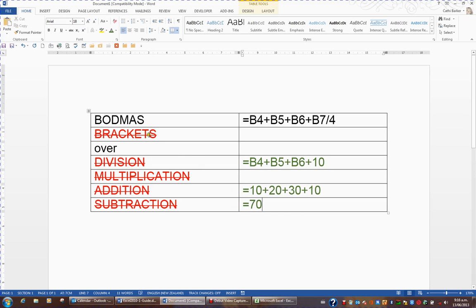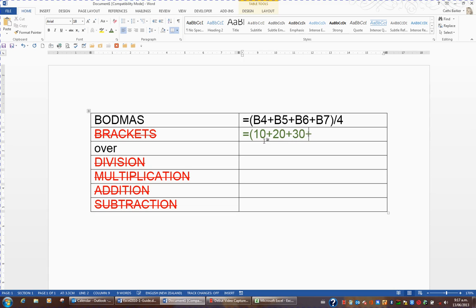The trick is to use brackets. What I should have got you to do is enter the same formula, but with brackets. If I put brackets before the B4 and a bracket after the B7, it will do what's in the brackets first. So what will happen, if I delete this, is we'll end up with equals 10 plus 20 plus 30 plus 40 divided by 4, and that will give you 100 divided by 4, and what you're looking for is the answer 25.